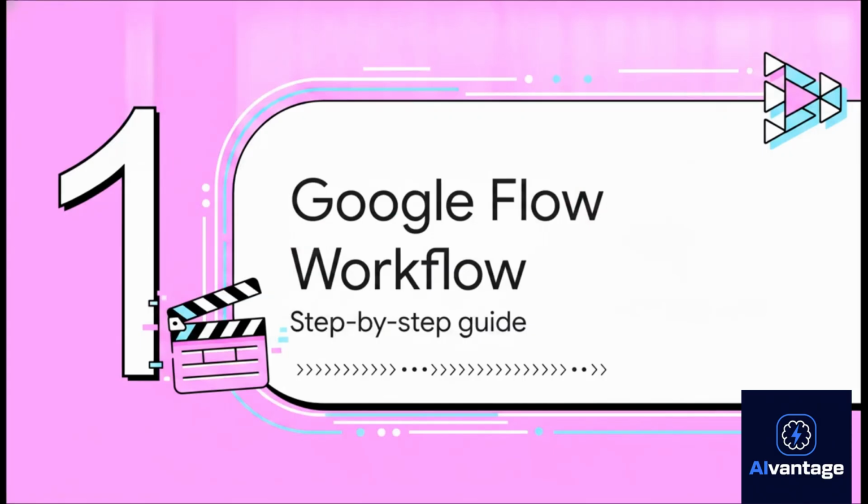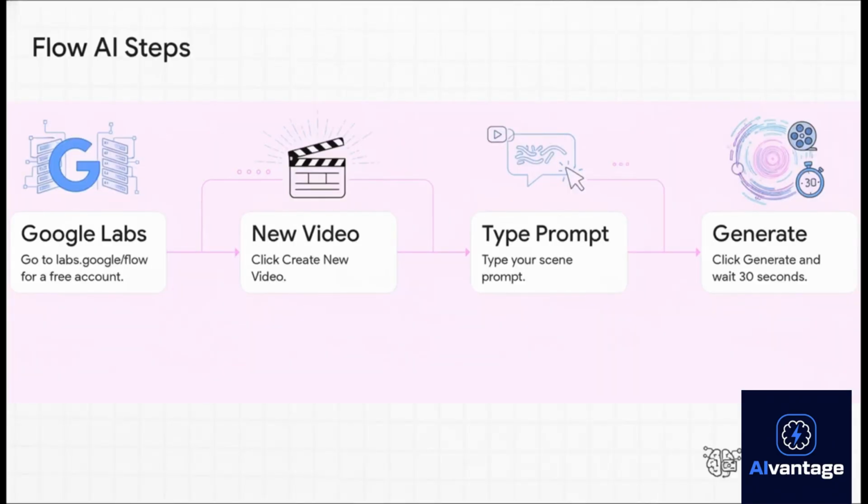Moving along to Section 1, the Google Flow workflow. The actual process here is surprisingly frictionless. It's basically 4 steps. Step 1, just head over to labs.google/flow and set up your completely free account. Step 2, once you're in there, click on Create New Video.